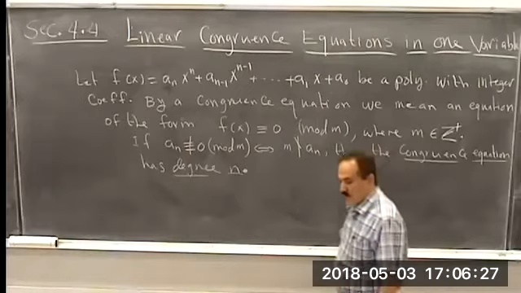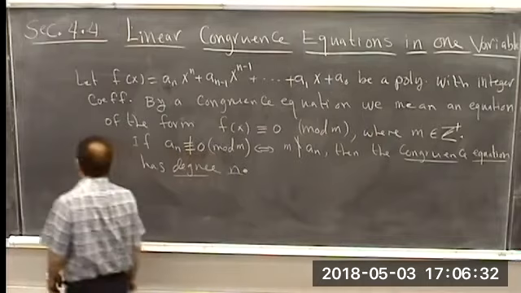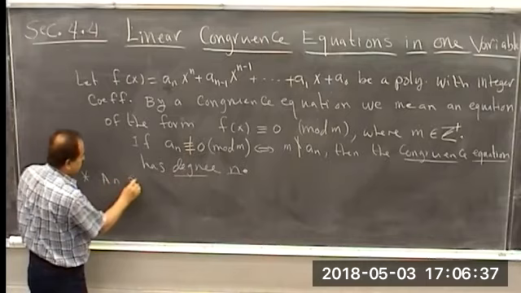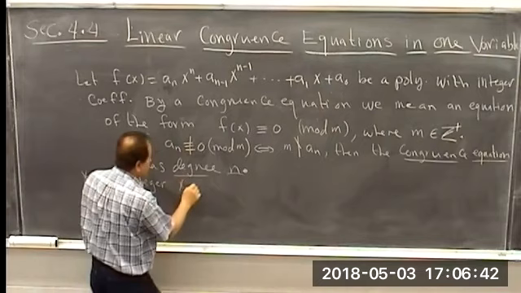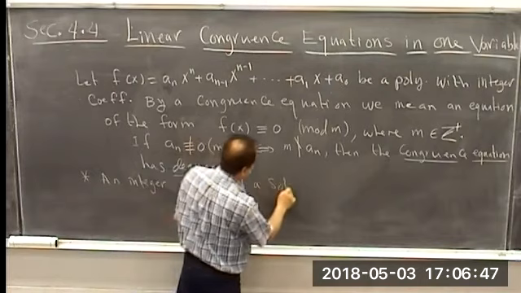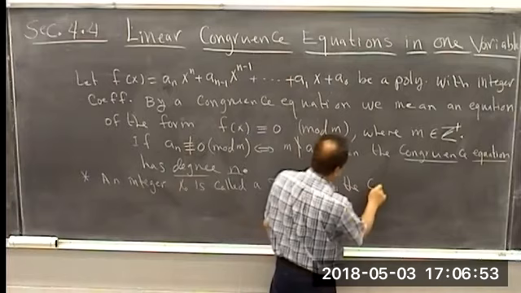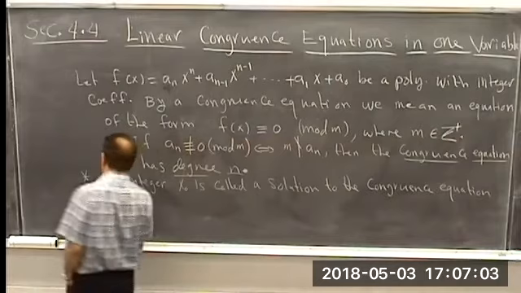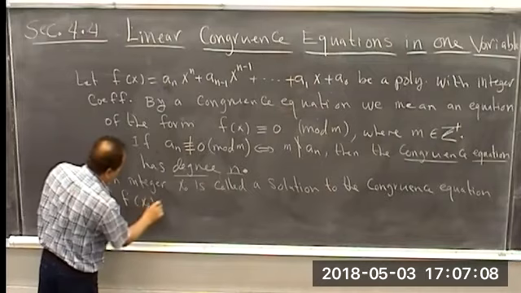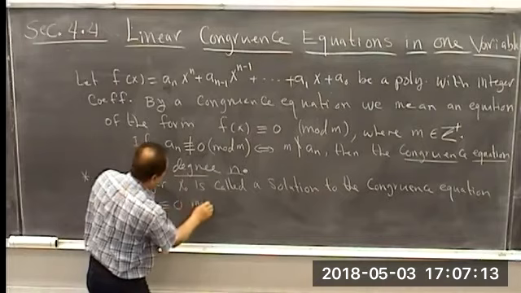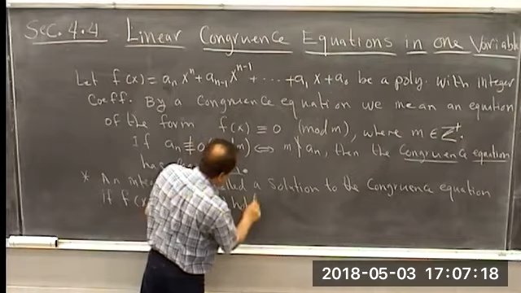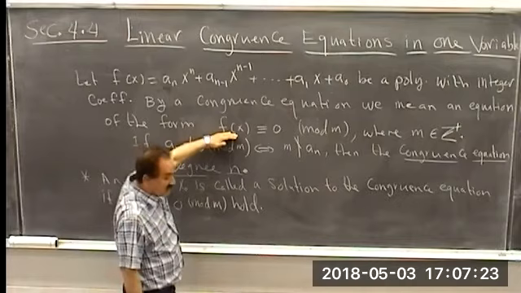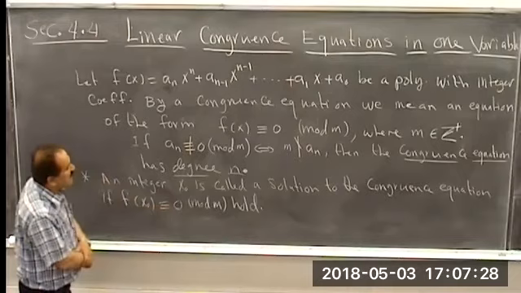All right, let's move on to another concept. An integer x sub 0 is called a solution to the congruence equation if, when we substitute x sub 0 for x, this congruence relation holds, becomes true. Because this is a conditional congruence, when we plug in a number, it actually becomes true.